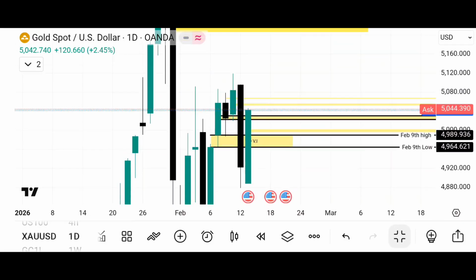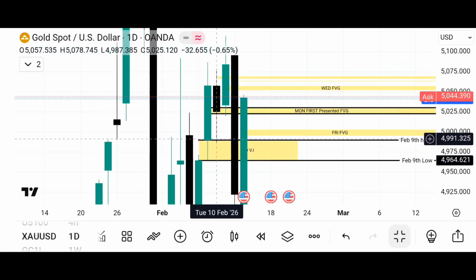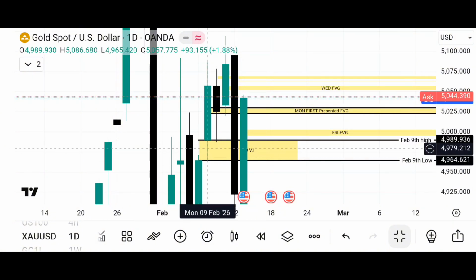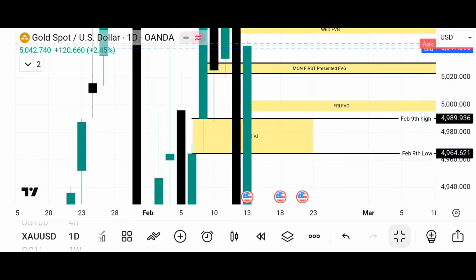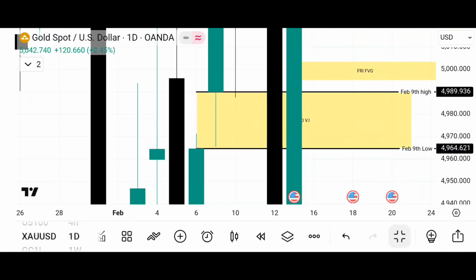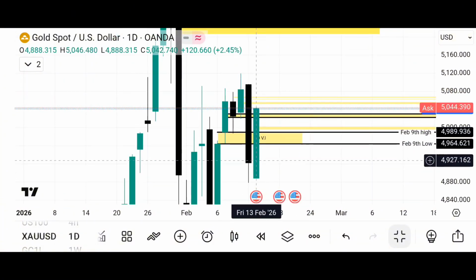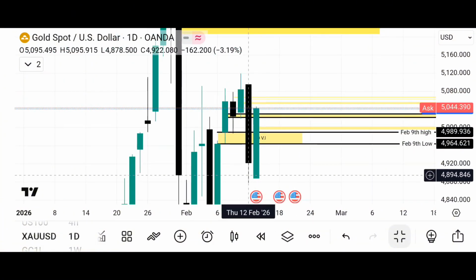Now on the daily time frame, you can see this volume imbalance. Okay, the gap between the body of this candle and this candle. You can see the volume imbalance. The wicks can overlap actually, but you can see the volume imbalance right here. Now price trades through the volume imbalance on the daily time frame.